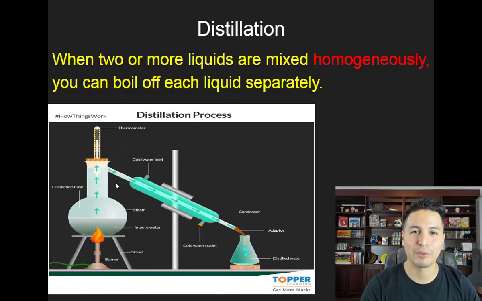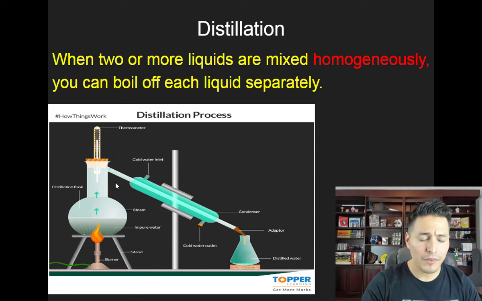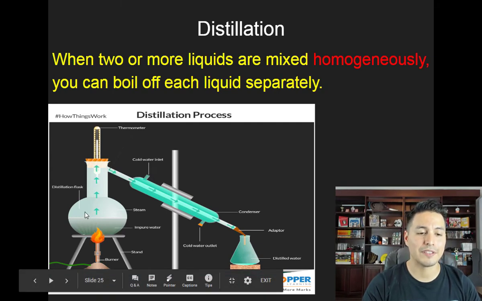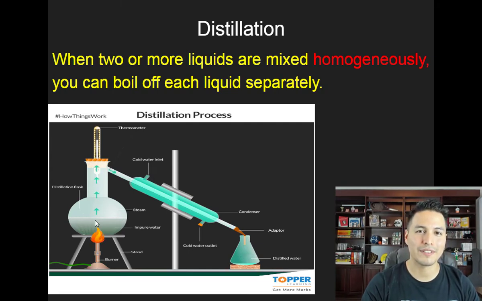Next, we have distillation. And what's really cool about distillation is that this can separate homogeneous mixtures. So let's go ahead and dive deeper into this one. So let's say that we have a homogeneous mixture here, and we have substance A and substance B. Substance A has a lower boiling point than substance B.